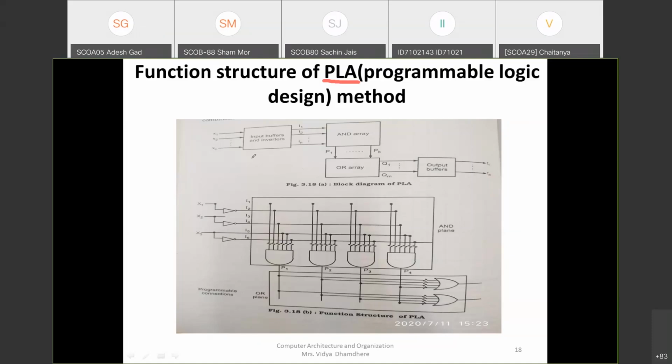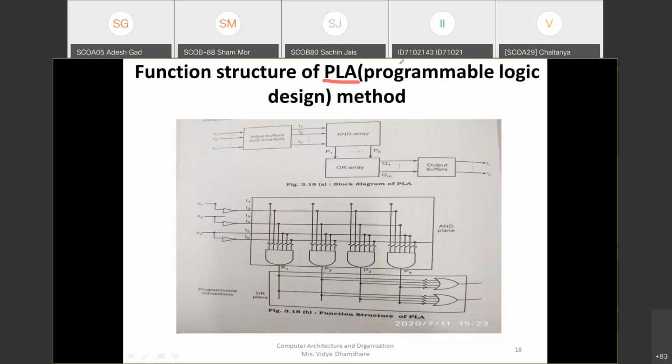The same block diagram is represented here. The input buffer and inverter are represented here, NOT gate with the input buffer. Then the AND gates take n inputs, and the output of the AND gates is connected to the input of the OR gate. Then the output is generated, the output buffer, directly given here. Like this, PLA logic is implemented for the hardware control unit.